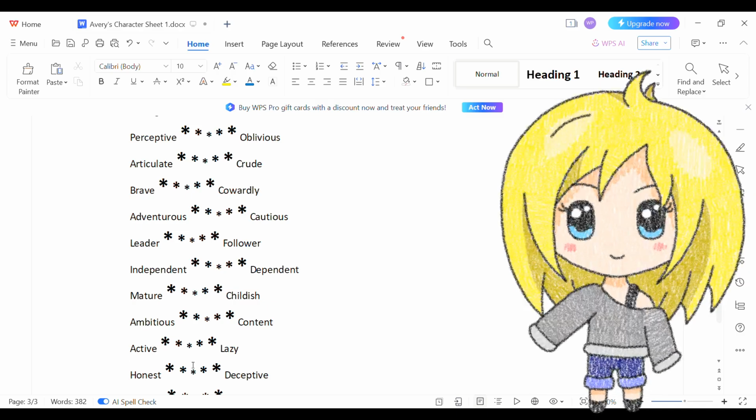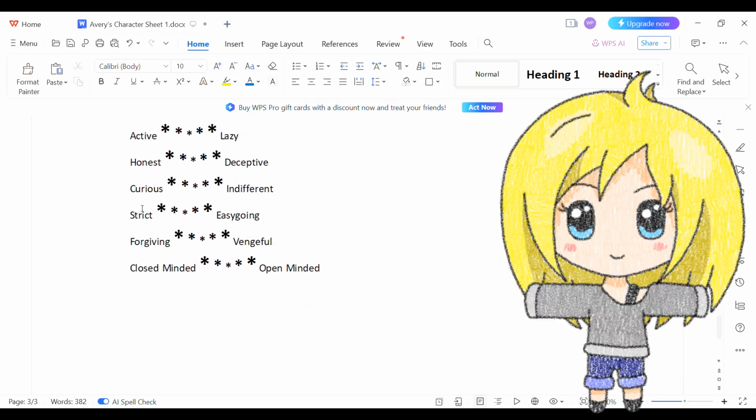Are they an active or a lazy person? Are they an honest person or are they quite deceptive? Is your character curious about the events going on around them or are they indifferent and don't really care what's happening so long as it doesn't affect them?